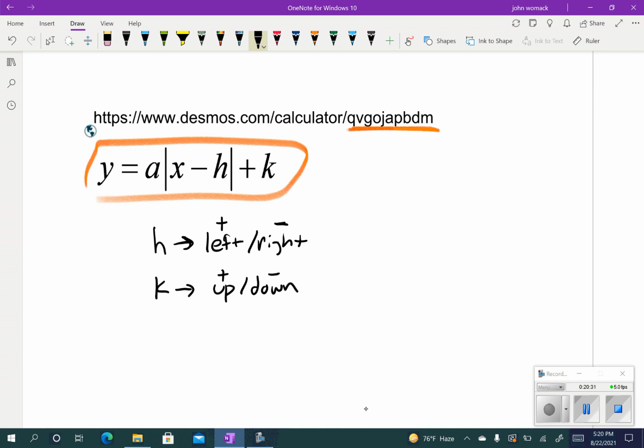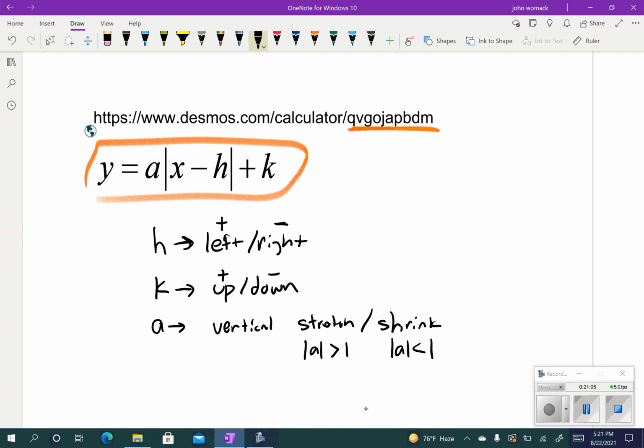The last one is A, the number out in front. That can be a vertical stretch, which means it makes it steeper, or it can be a vertical shrink, which makes it less steep. And this is how you tell: if the absolute value of A is less than 1... I did that backwards, I'm sorry. Let me fix that. If the absolute value of A is greater than 1, it makes it steeper, it stretches it. If the absolute value of A is less than 1, then it shrinks it.